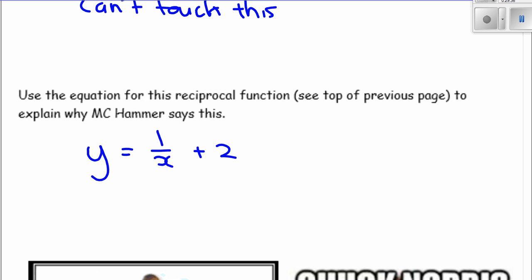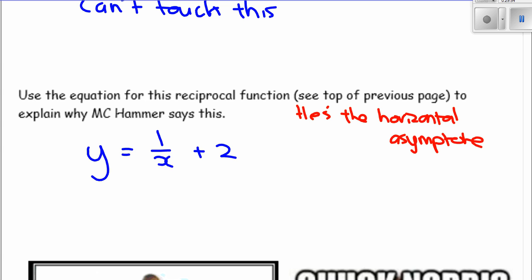So it's trying to reiterate why there's an asymptote. So what kind of asymptote was MC Hammer? Was he vertical or horizontal? Horizontal. Yeah, so he's a horizontal asymptote. And as I said, people tend to remember quite easily why there's a vertical asymptote because you can't divide by 0. But people tend to forget why there's a horizontal one. So that's why I've put it in here again.